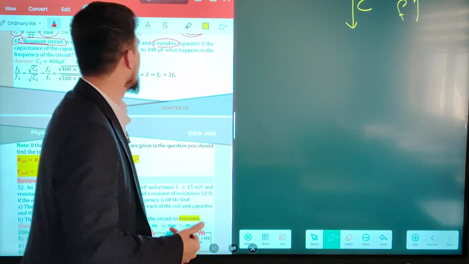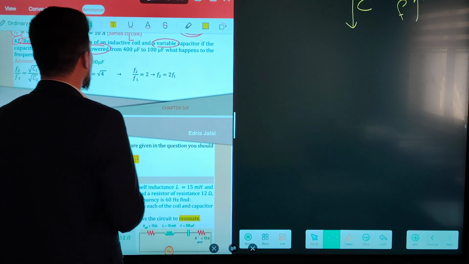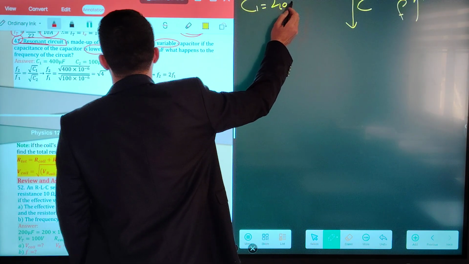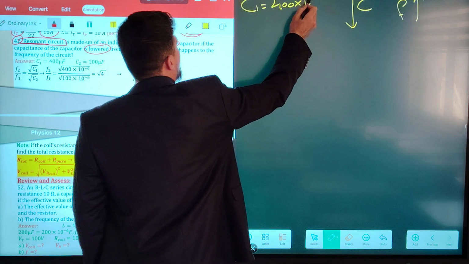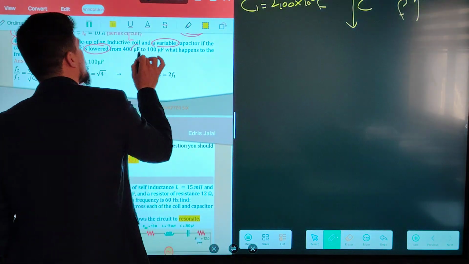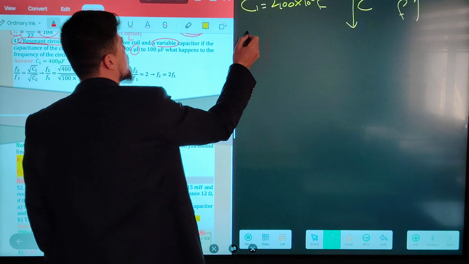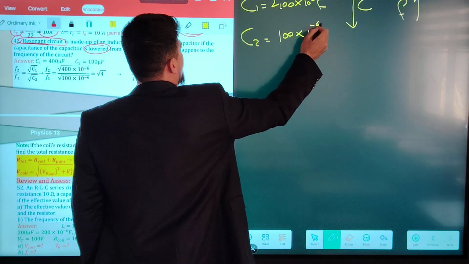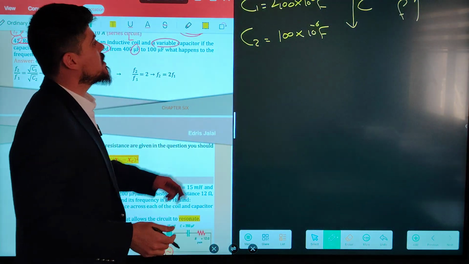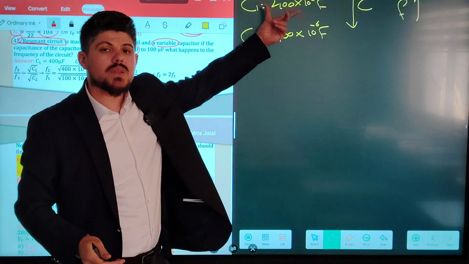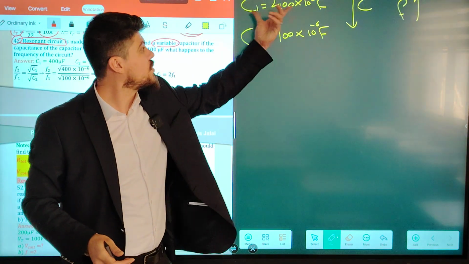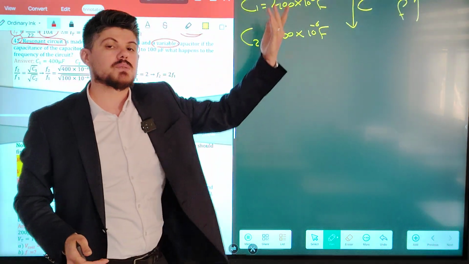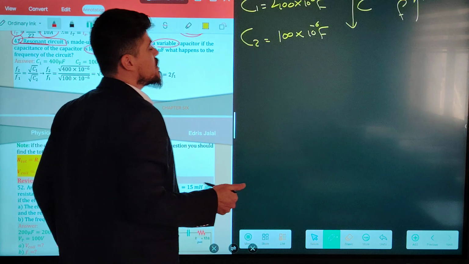Okay, inversely proportional. The capacitor is lowered from what? C1, 400 times 10 power negative 6 farad. You have to convert microfarad to farad by multiplying by 10 power negative 6. To what? C2, 100 times 10 power negative 6 farad. You can see that the magnitude of the capacitor decreased from 400 to 100. When capacitor decreases, frequency must increase because the relation is inverse.